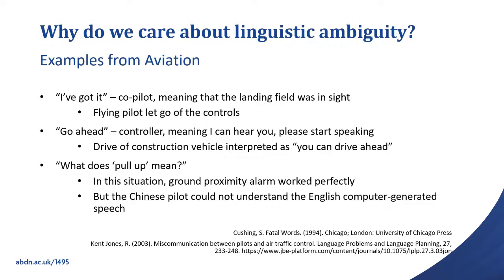So in this first example, "I've got it," the examples come from a book called Fatal Words and a paper by someone called Kent Jones. If you're interested in this stuff, it's worth having a look at these. In the case of "I've got it," there were two pilots. They were looking for the landing field where they were meant to land their airplane. The co-pilot caught sight of the landing field and said to the pilot, "Oh, I've got it," meaning I can see the landing field. I know where we're meant to be landing.